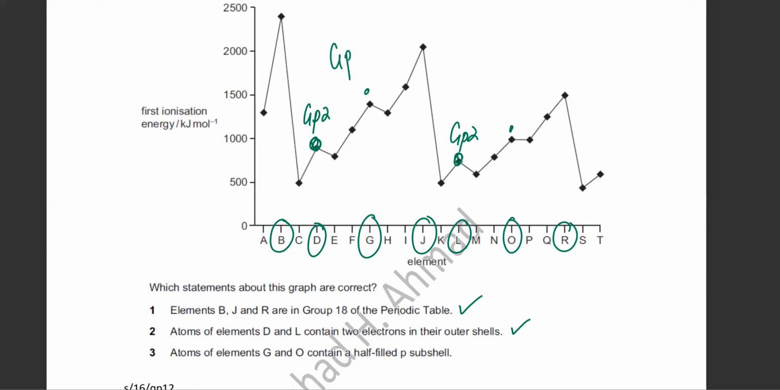So it's group 15. What's the electronic configuration of group 15? It's going to be s2 and p3, so s2p3. So the p subshell is going to be half filled. So that's correct. They contain half-filled p subshells. Clear?